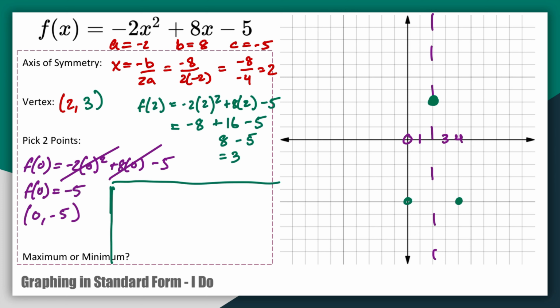Okay. Next one is f of 1 equals negative 2 times 1 squared plus 8 times 1 minus 5. 1 squared is 1 times negative 2 is negative 2. 8 times 1 is 8 minus 5. Negative 2 plus 8 is positive 6. 6 minus 5 is 1. So I end up with the point 1, 1. So I go over 1, 1 is here. And then that means I should have 3, 1. I should have the same y value.